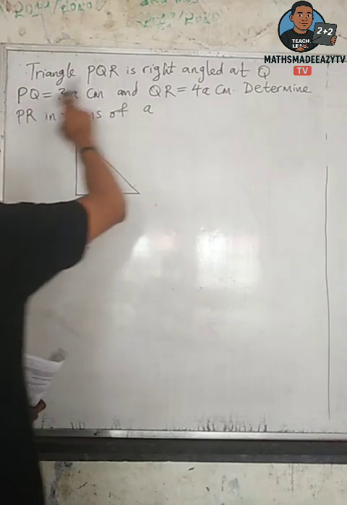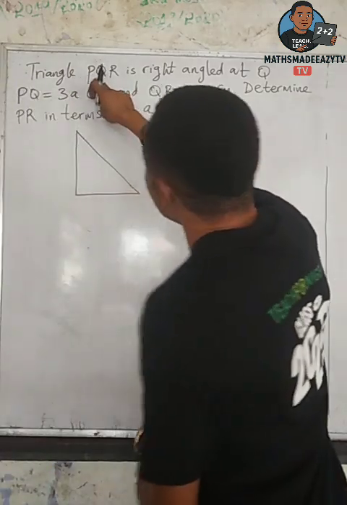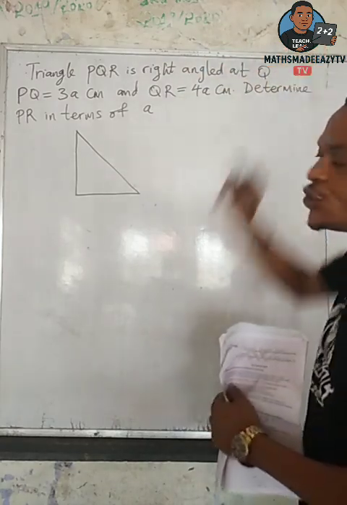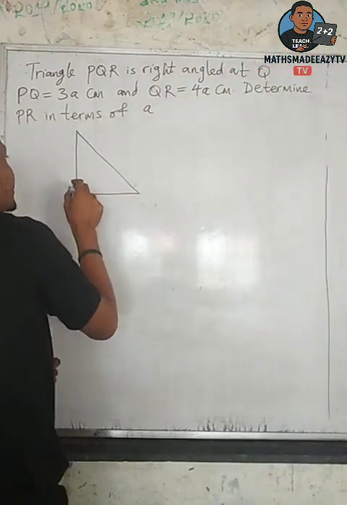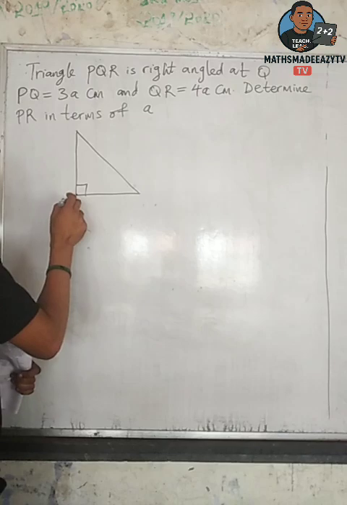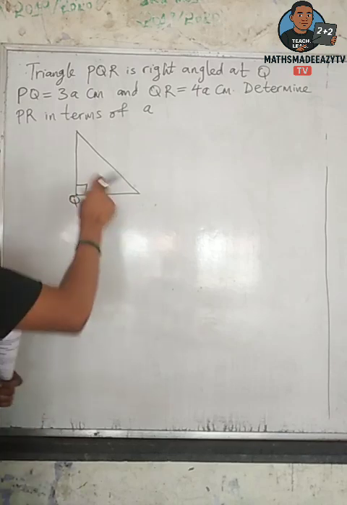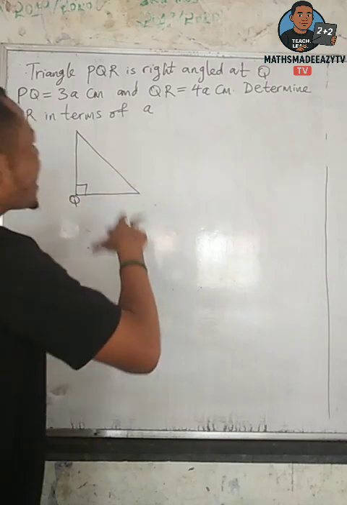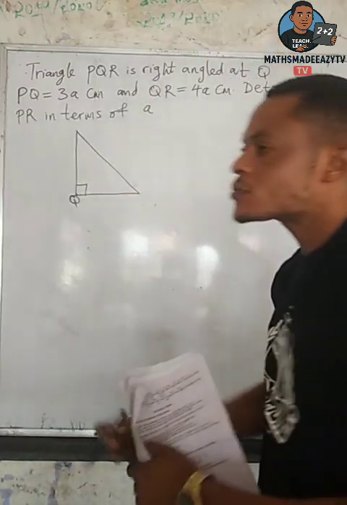So we have the triangle PQR to be right angled at Q. So it means here, this place is the Q. So putting your Q here or here makes your drawing wrong. So it's right angled at Q.